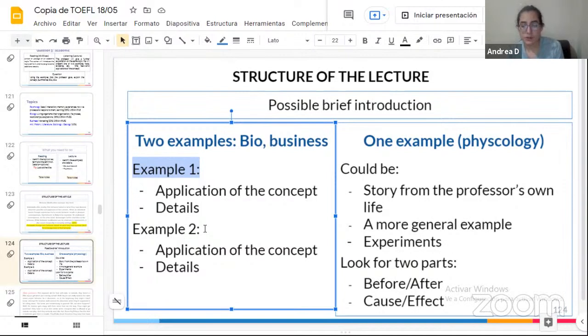So I cannot really tell you so much how it's going to be there, but those are the things that you can expect. One example, psychology, stories or experiments. Two examples, two animals, two plants, or two types of concepts in business. So is that okay so far?